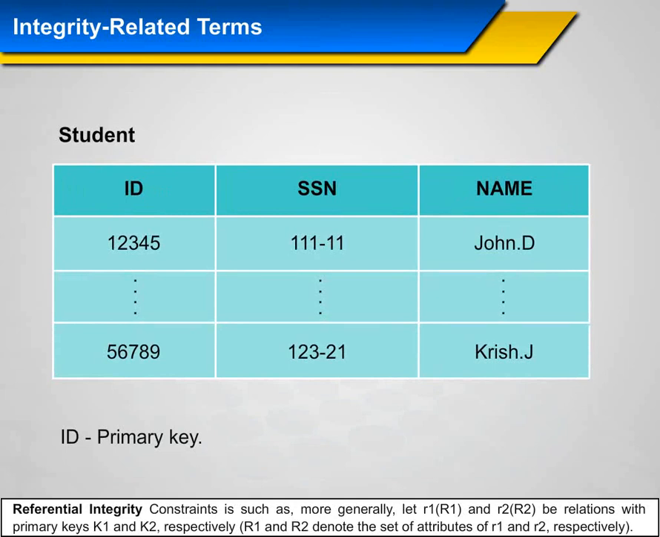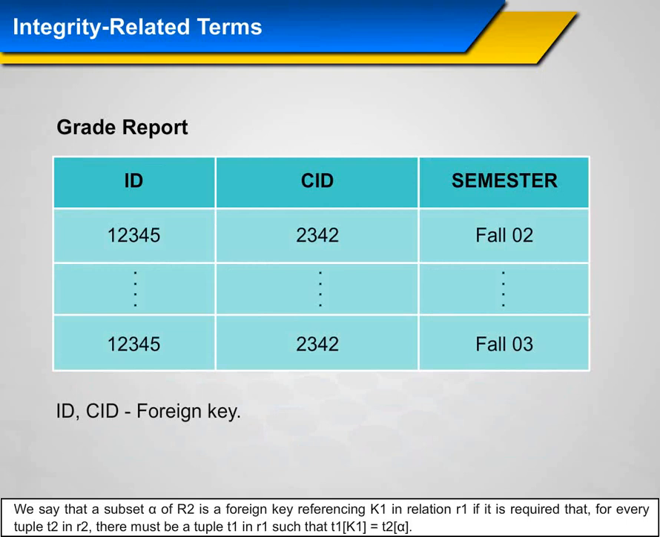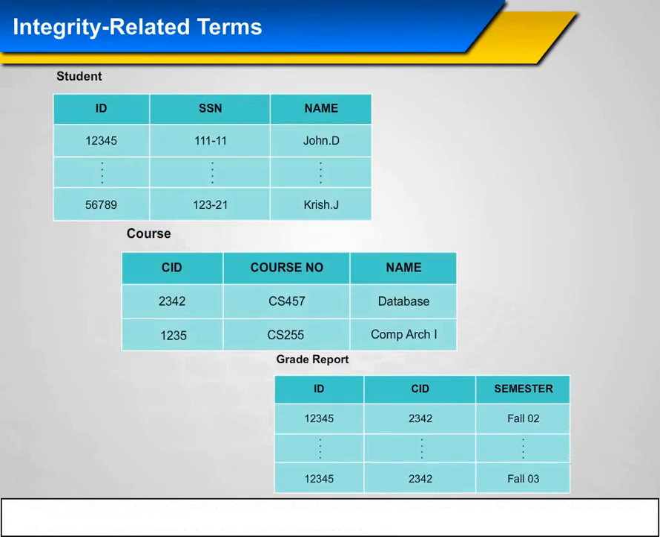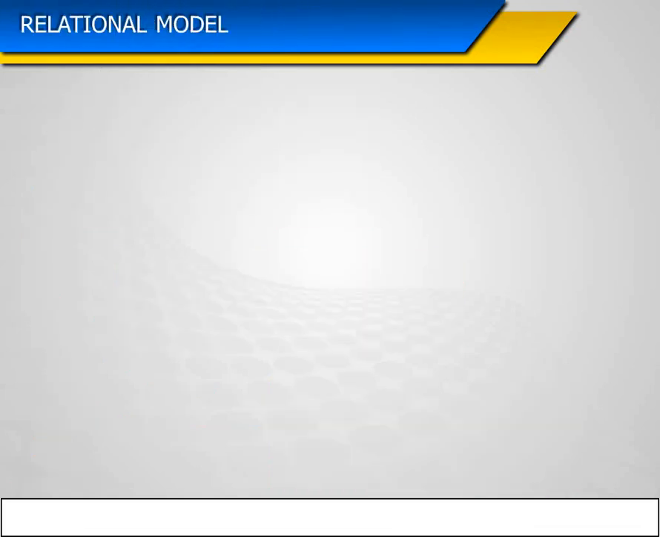Let r1(R1) and r2(R2) be relations with primary keys K1 and K2 respectively. R1 and R2 denote the set of attributes of r1 and r2 respectively. We say that a subset alpha of R2 is a foreign key referencing K1 in relation r1 if it is required that for every tuple t2 in r2, there must be a tuple t1 in r1 such that t1[K1] is equal to t2[alpha]. Requirements of this form are called referential integrity constraints or subset dependencies.